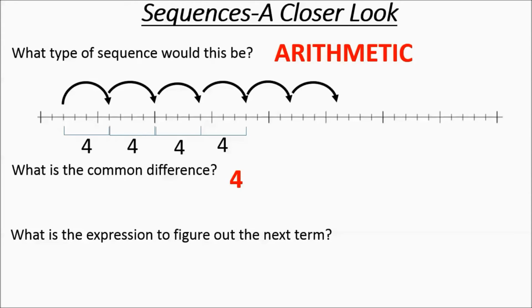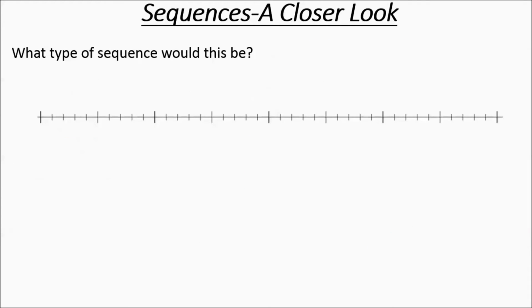What is the expression to figure out the next term? What are you doing to each number to figure out the next one? Well, in this case, we're taking a number, we'll call it n, and we're adding 4 to it each time. So n plus 4 is what you're doing. That's the expression to figure out the next term. So let's do another one of these.